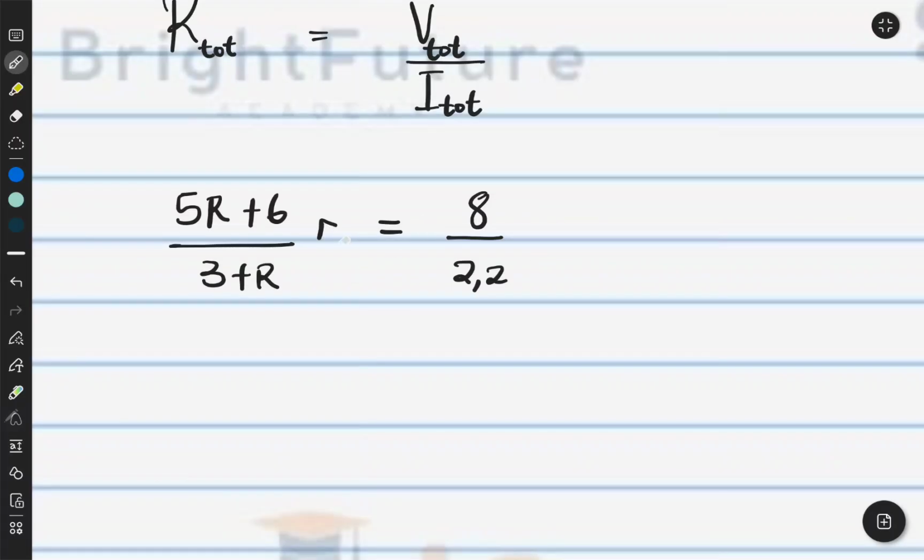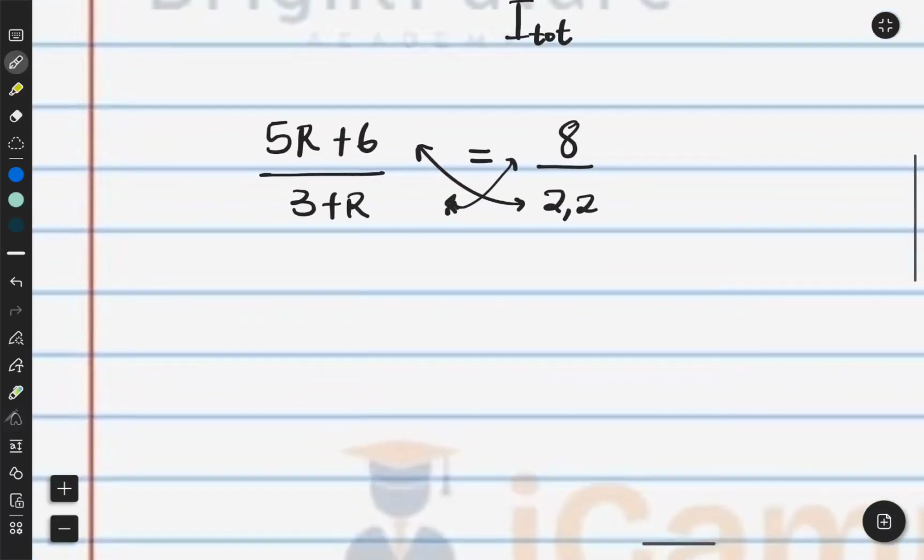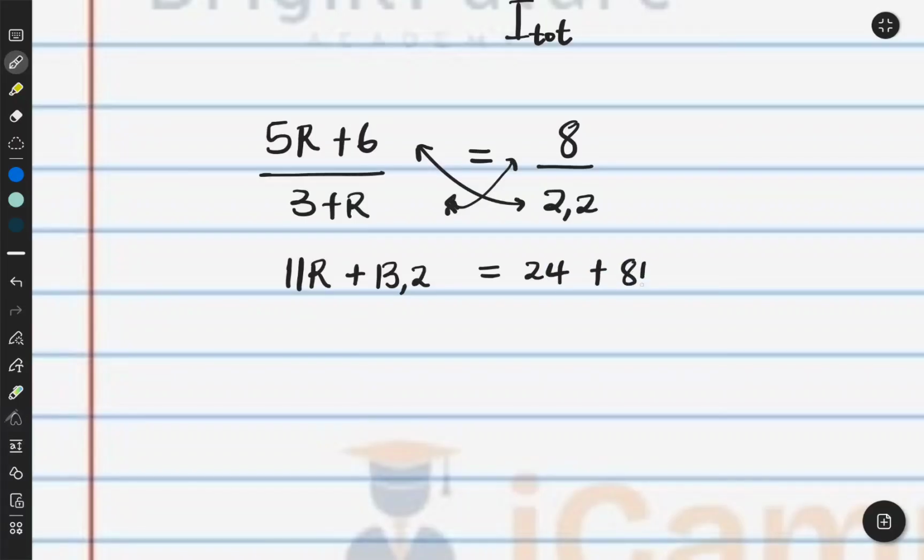It's up to you. So in my case, I'll choose to cross multiply. It doesn't matter. You can do it either way. You'll get the same answer. So if I cross multiply, 5 times 2.2 should be 11, right? 11R. 6 times 2.2 should be 13.2. Okay, 13.2 equals 8 times 3 is 24. 8 times R is simply 8R.